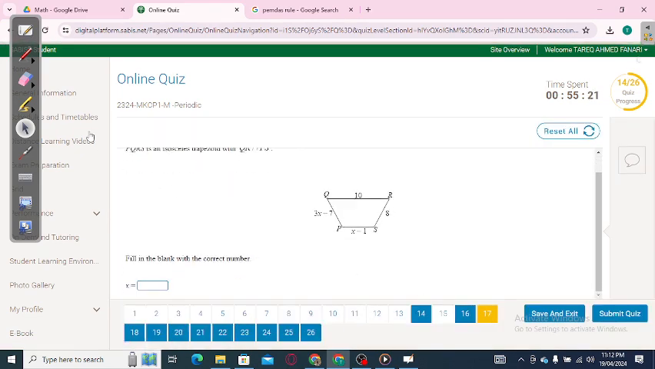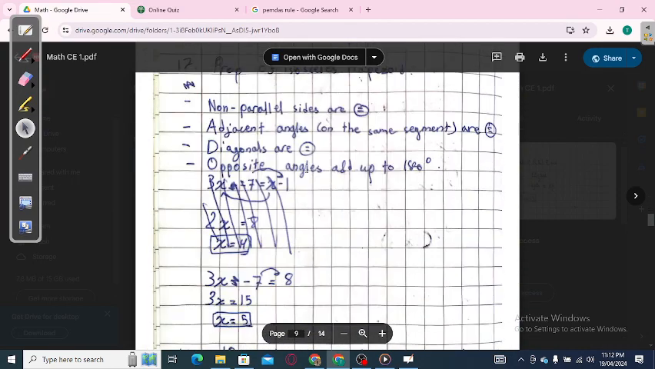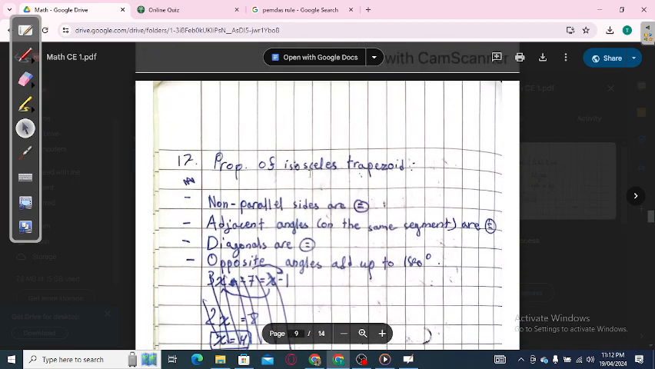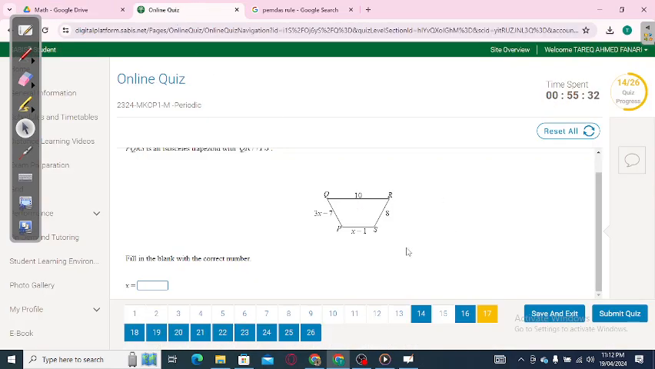Now, I need to go to question 17, as there are some properties of isosceles trapezoids I need to explain. Now, non-parallel sides are equal. This might confuse you because I couldn't find a better wording. Technically speaking, this and this are not parallel. So judging by my wording, I could say this is equal to this. That's not what I mean.